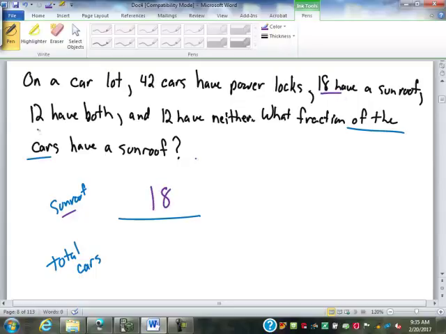Well, 12 have both. That's actually included in both the 18 and the 42. I didn't say 18 have just a sunroof. I said 18 of them have a sunroof. 12 of them have both. So what that means is when we go to figure out the total, I have 42 that have power locks, 18 that have a sunroof, but 12 of them have been counted in both. So I have to subtract that 12 back out.